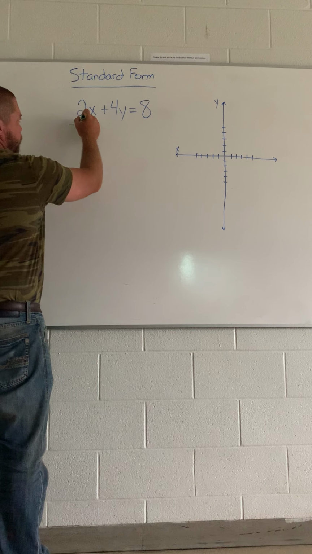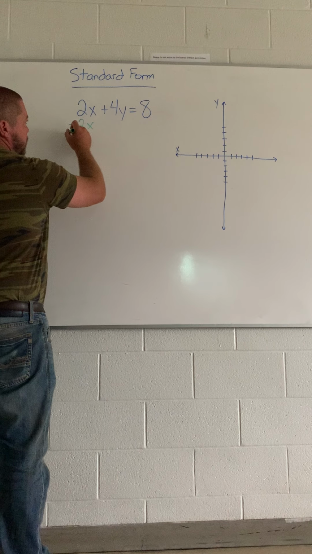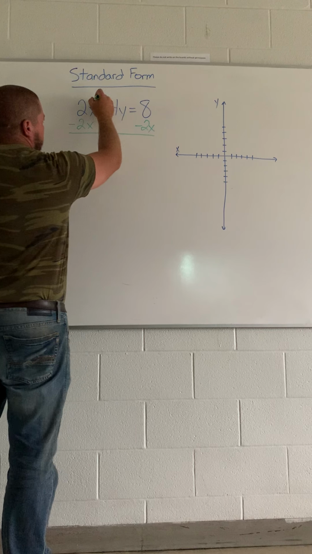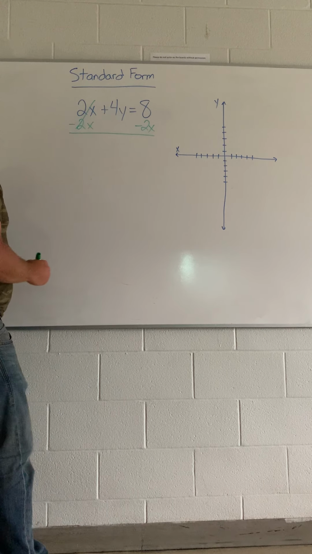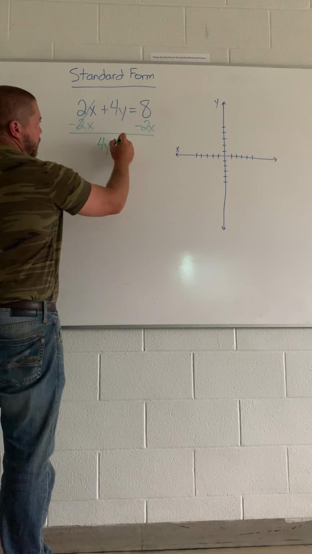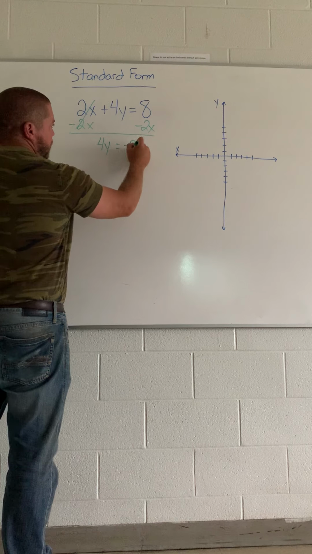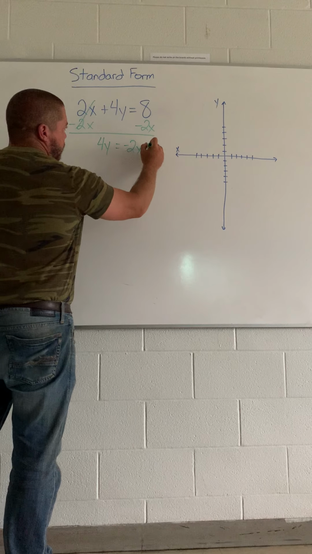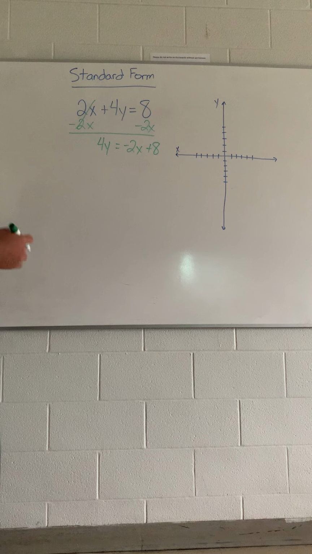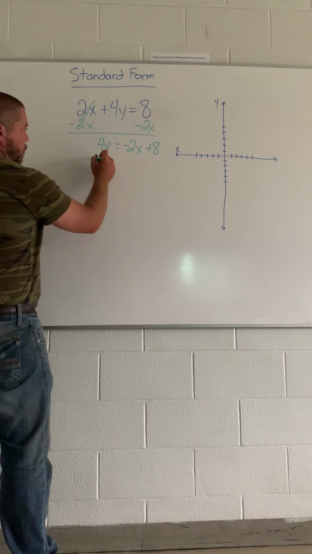So in this case, we can subtract 2x from both sides. So the x moves over. That would leave us with 4y equals negative 2x plus 8. And now we would need to get it down to one single y, so we would need to divide by 4.